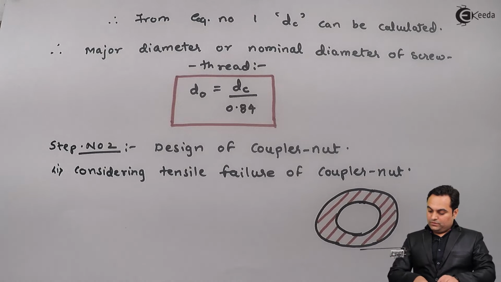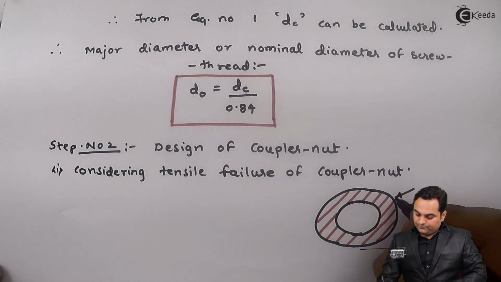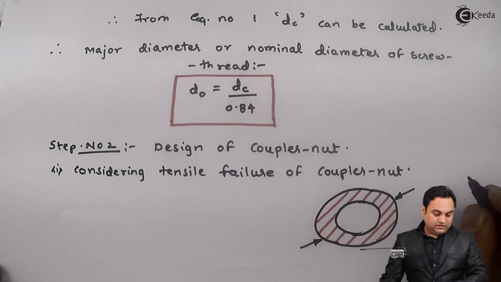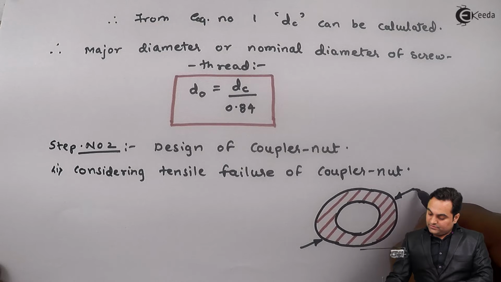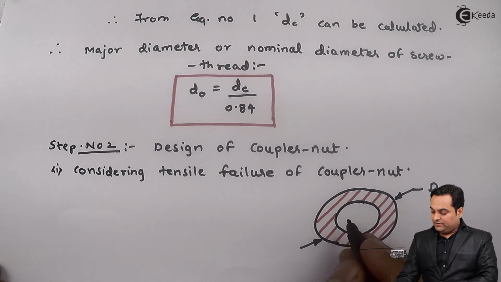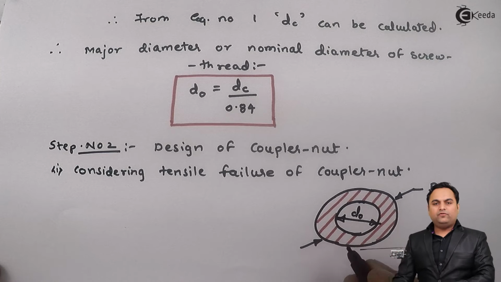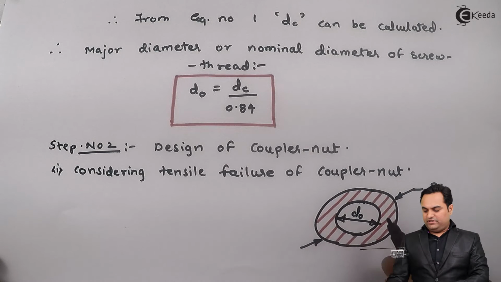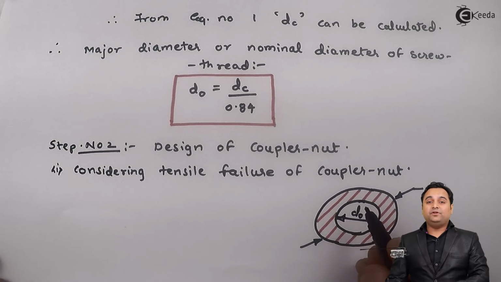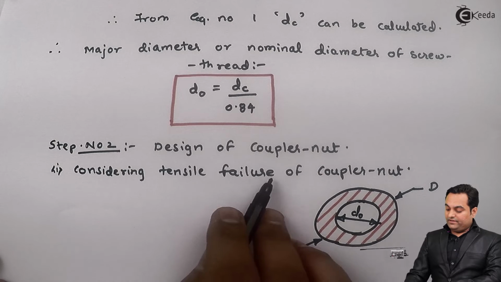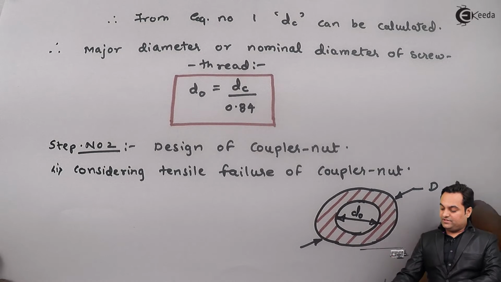Now here I have capital D, which is the outer diameter of the coupler nut, and this inner diameter will be DO, because for a nut the minimum diameter is the major diameter, that we have to remember. Now considering tensile failure of the coupler nut, this is the resisting area.